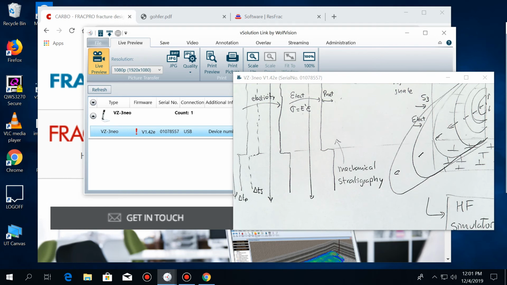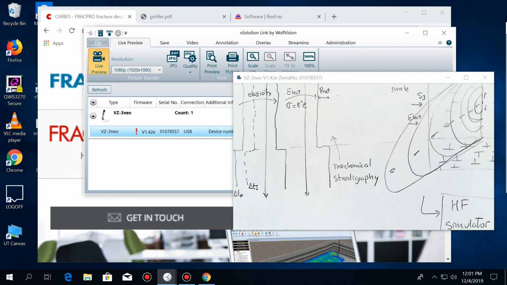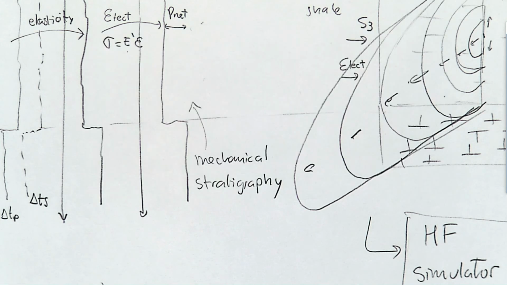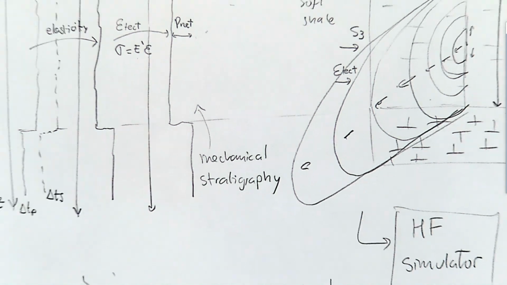Let's start. So we just have 3 more lectures to go, right? Including this one. So today we're going to finish with single hydraulic fracture models, and then we're going to continue with multiple hydraulic fracture modeling and design.